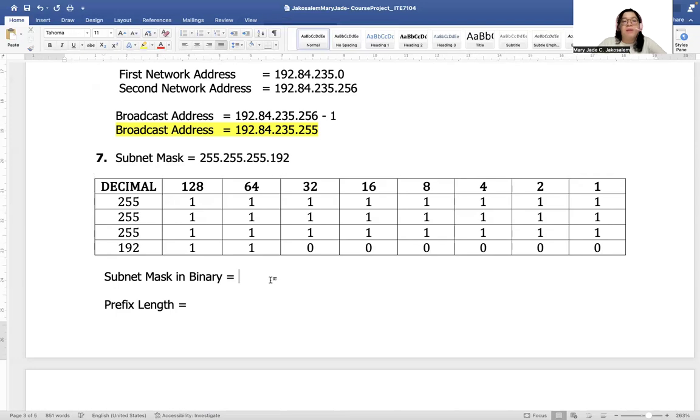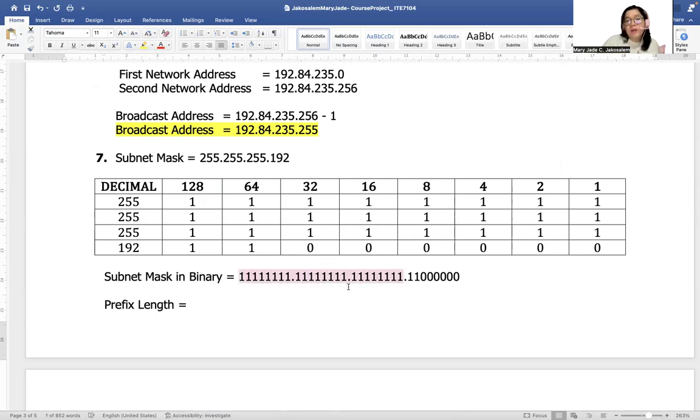Hence, our subnet mask in binary is actually 1, 2, 3, 4, 5. Okay, we have 3 sets of 8 ones. And then 1, 1. Okay, we have 6 zeros, correct. So now our subnet mask in binary is 11111111.11111111.11111111.11000000. All we have to do now is to count the number of 1s.